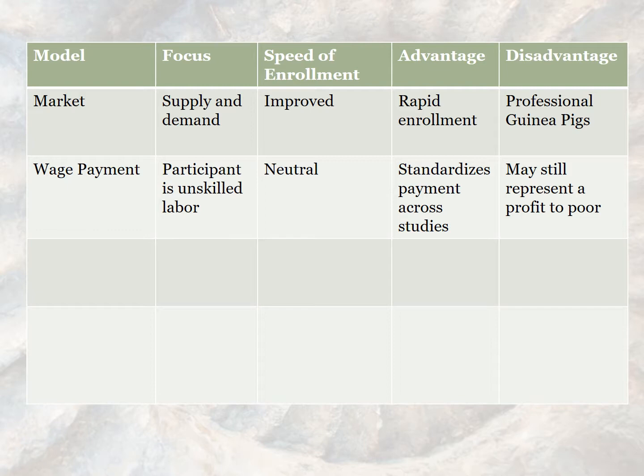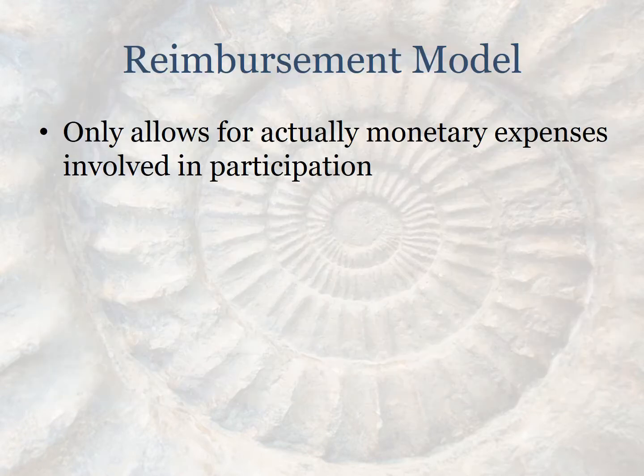The advantage then is it standardizes payment across all studies. So that's sort of the downside to it. Creates the neutral speed of enrollment. The reimbursement model says we're going to pay participants monetary expenses for their participation. So the monetary expenses could be transportation, it could be lodging, anything like that that offsets what the participant has to put out in order to be there.